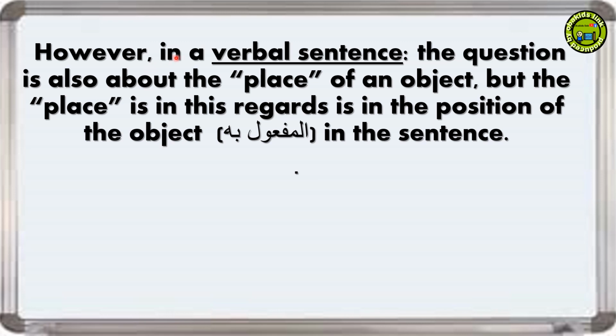However, in a verbal sentence, the question is also about the place of an object. But the place in this regard is in the position of the object, مفعول به, in the sentence. You can see in the previous one, instead of being in position of مفعول به, it was in position of خبر. Because the previous one was a nominal sentence, and nominal sentences have مبتدأ and خبر.